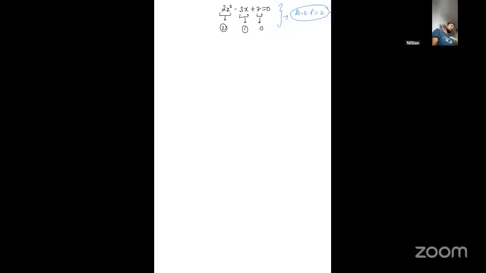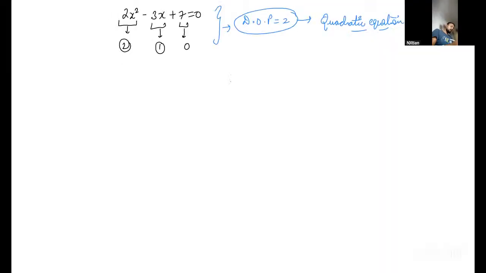Okay. Now we'll do some questions based on it. For example, if I write like this, and I ask you to check whether this is a quadratic equation or not, how will you do it?